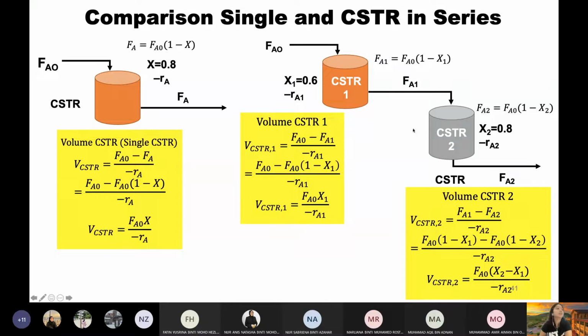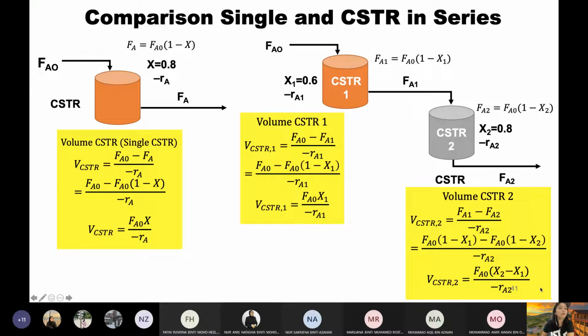So, kita dah tahu FA1 sama dengan FA0 in bracket 1 minus X1. For the second reactor, FA2 sama dengan FA0 in bracket 1 minus X2. So, I replace my FA1 with FA0 1 minus X1, FA2 with FA0 1 minus X2. So both kamu kena ganti dengan equation conversion. That's why I taught you about the conversion punya formula. Sebab you have to understand the conversion formula, then only we can derive the design equation for CSTR.